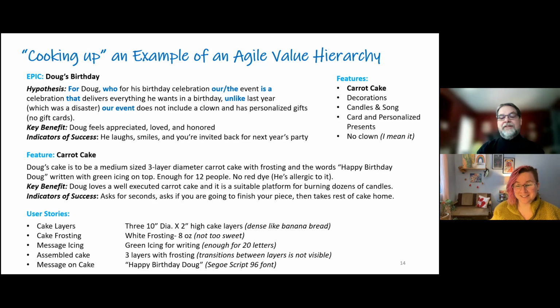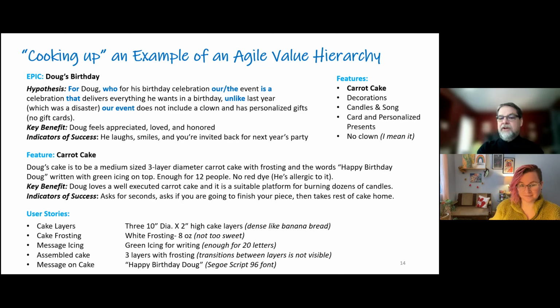If you were this specific, your children might have something to say about it. I mean, I'm even going, the cake layers dense like banana bread, white frosting, but not too sweet, green icing enough for 20 letters. And I actually looked at how many letters "Happy Birthday, Doug" would take. And actually, I want the font to be very specific because I'm kind of picky about those things. Actually not, but I just thought I'd put it in. But every user story has acceptability criteria.